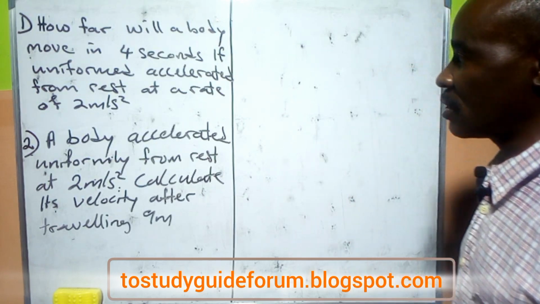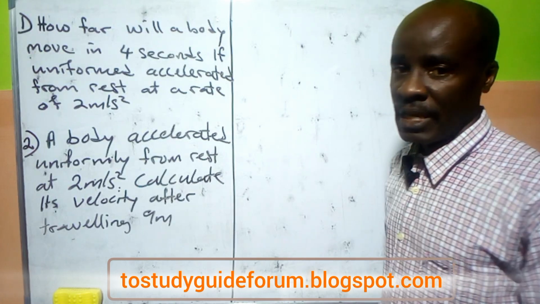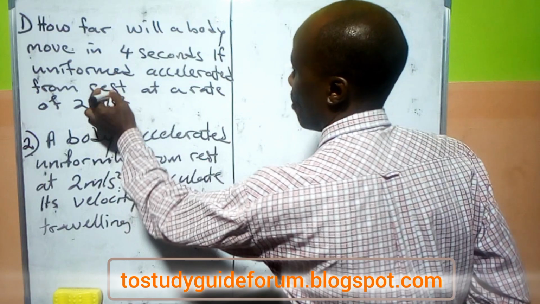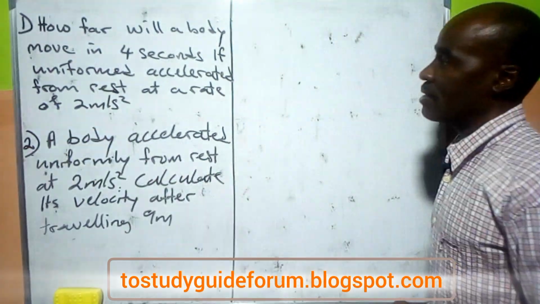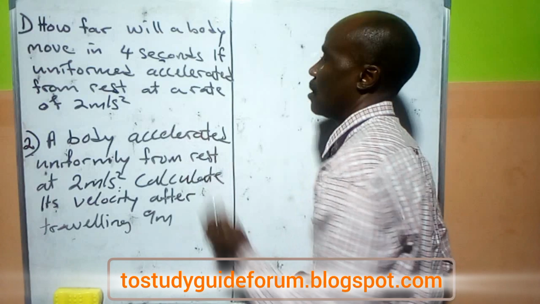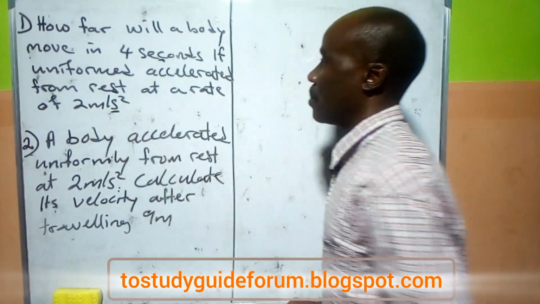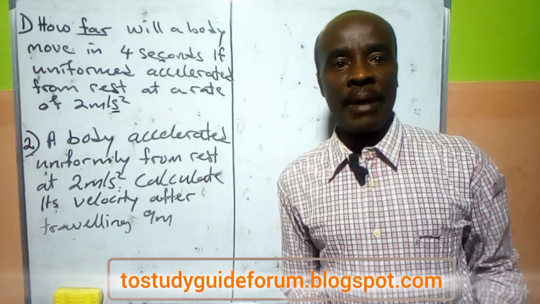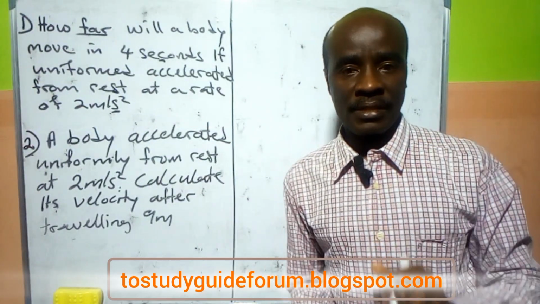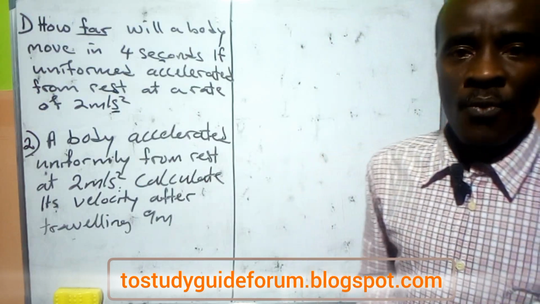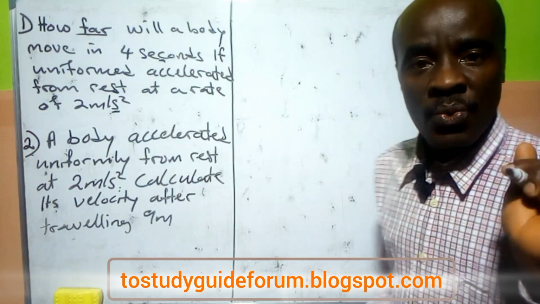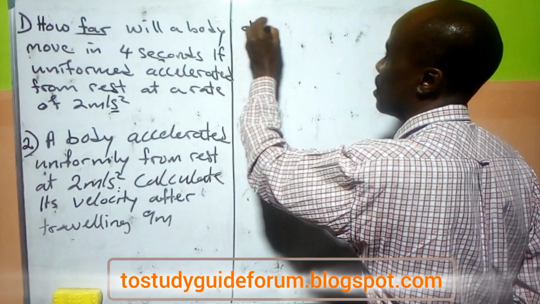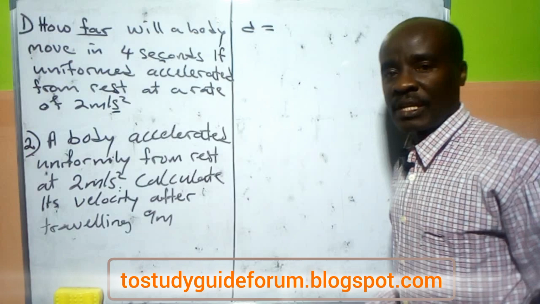So in this first question, if you look at it, it says the body starts from rest, and we have the seconds and we have the acceleration. Now we are looking at how far. If we're looking at how far, that means we are talking about the distance. So in order to find this distance, we are going to be using an equation of motion. The equation of motion we are going to be using here will be the one that presents us with what?